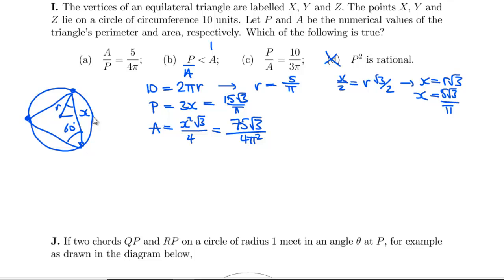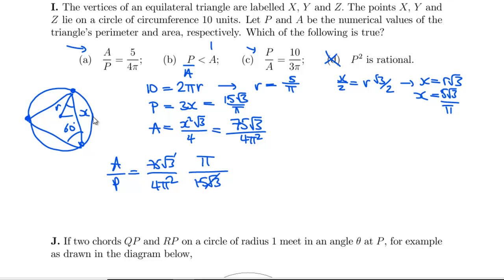So we want to do a ratio of these. We want to do A over P or P over A. It's annoying they've put them the other way up. But I'll start with A over P just because it's the first one on the list. So A over P, so we've got 75 root 3 over 4 pi squared, and then we'll be multiplying by pi over 15 root 3.